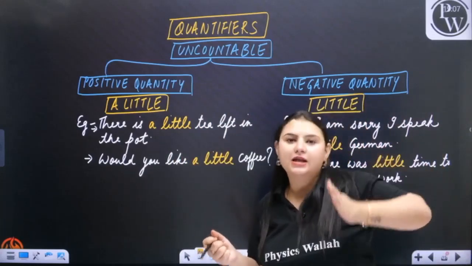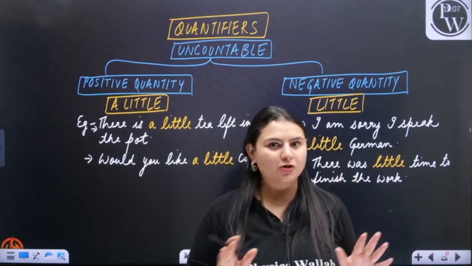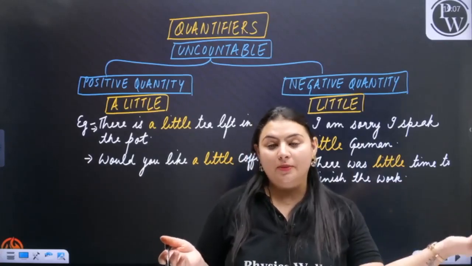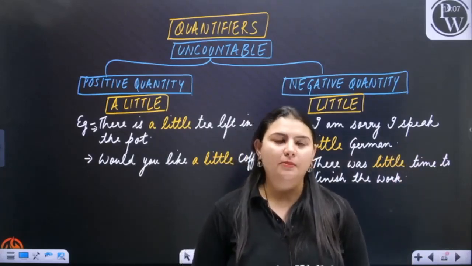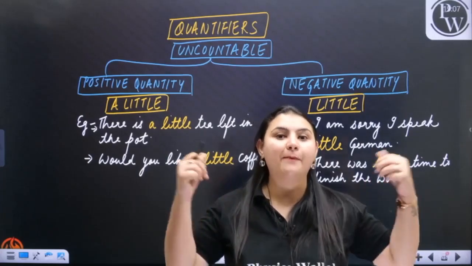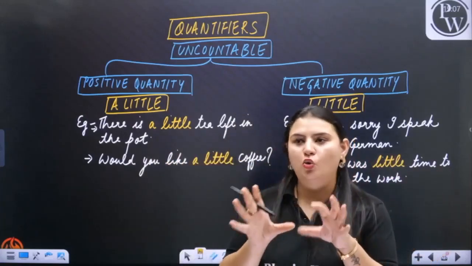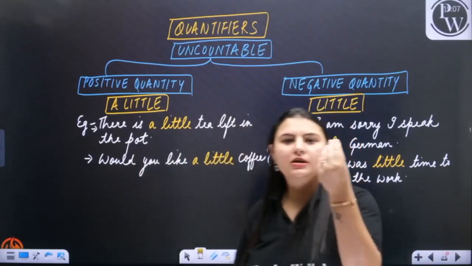He's saying little. If he would have said, "I know a little German," you know, I can talk to you, I can manage in Germany, I can speak a little German. But in this case, he's saying, "I know little German." He's not basically happy about this. He is apologizing to the other person that I do not know how to talk in German properly. I just know it little.